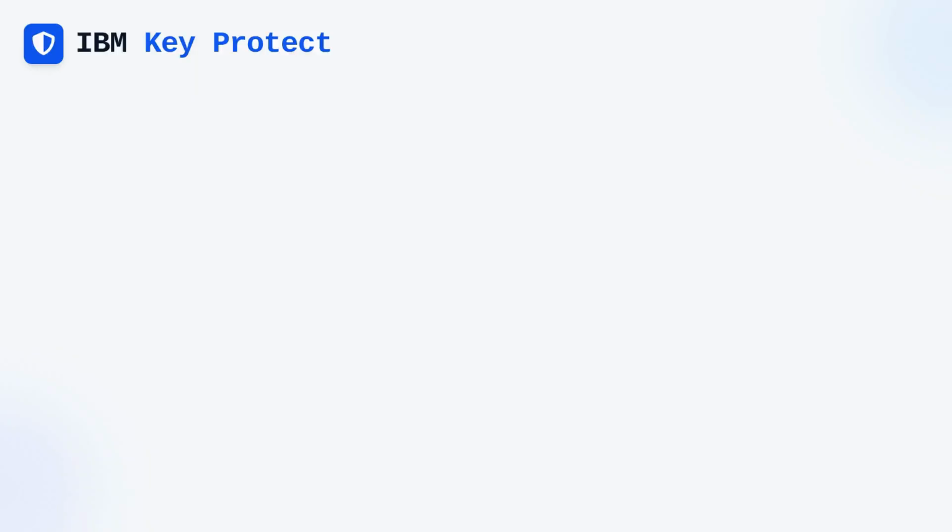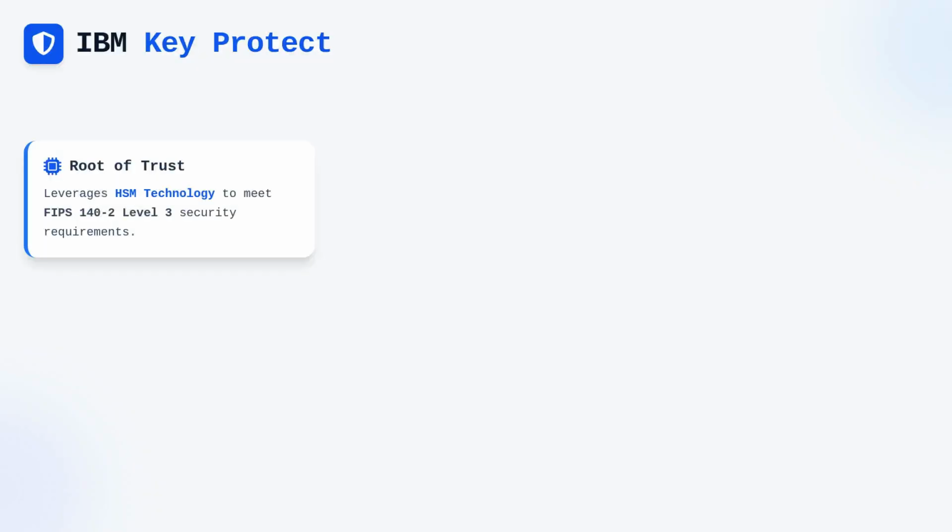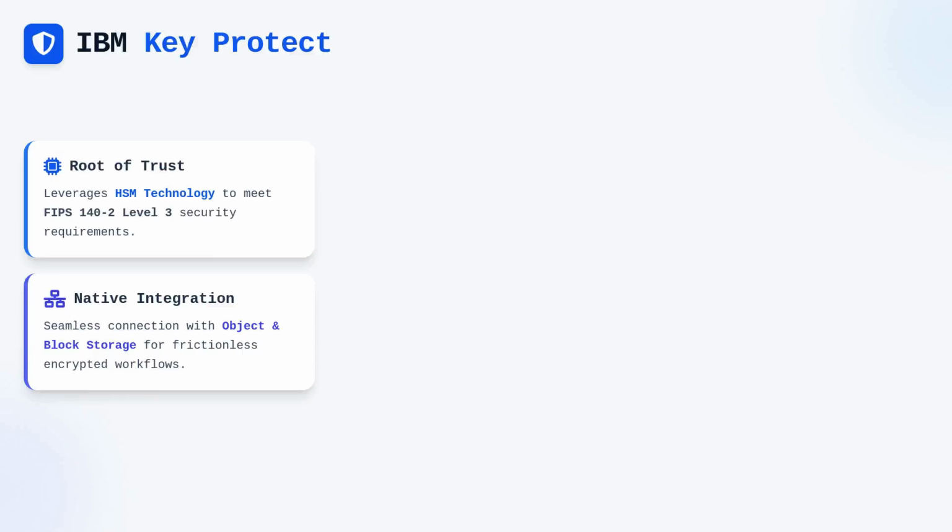IBM Key Protect serves as a centralized, highly available service designed to manage the lifecycle of your encryption keys. At its core, the service leverages Hardware Security Module, or HSM technology, to meet FIPS 140-2 Level 3 security requirements, providing a robust root of trust for your cryptographic operations. When you entrust your keys to Key Protect, you are shifting the burden of secure storage, auditing, and management away from your application code and into a managed, hardware-backed environment.